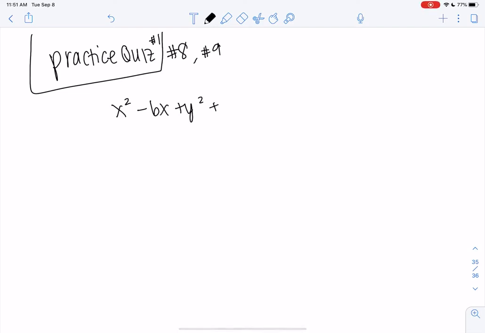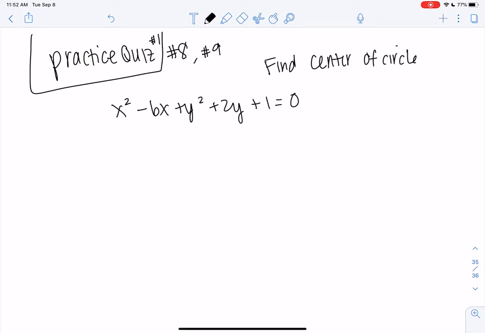All right, so we're going to look at the practice quiz, number 8, and it asks us to find the center of a circle with this equation given. To find the center, we need (x minus h) squared plus (y minus k) squared equals r squared, which means we need to complete the square to find the center.